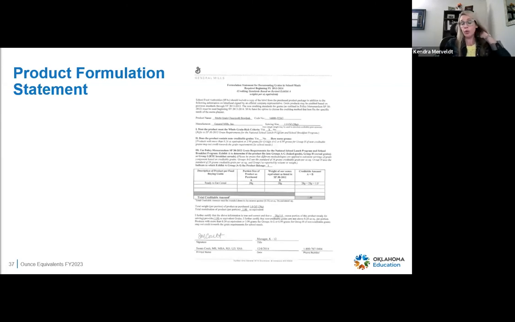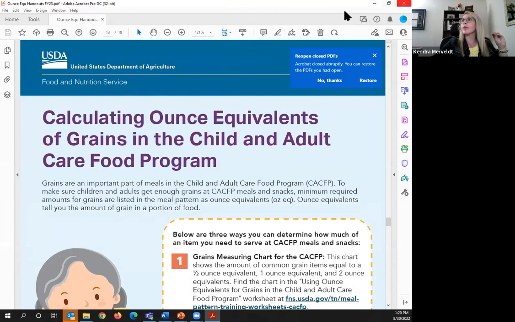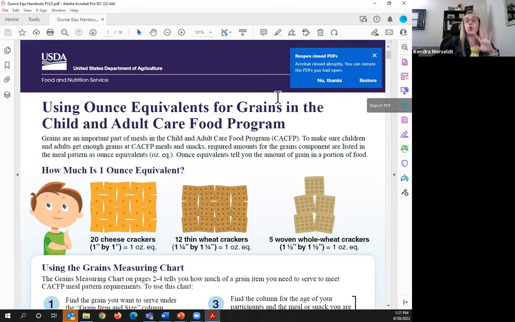And you might get product formulation statements from companies. If you do, it will also tell you how much grain is in that product. So there is some additional information that we want you to make sure you are aware of. Before I go into it, I want to quickly show you the other handouts that are in here. We have some handouts that are great tools to use.